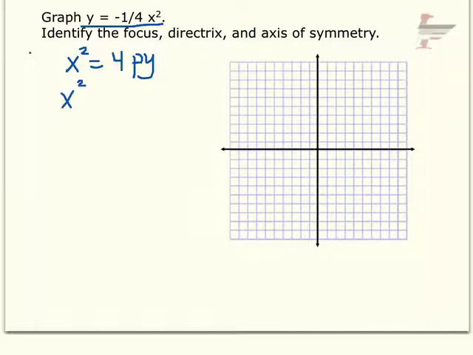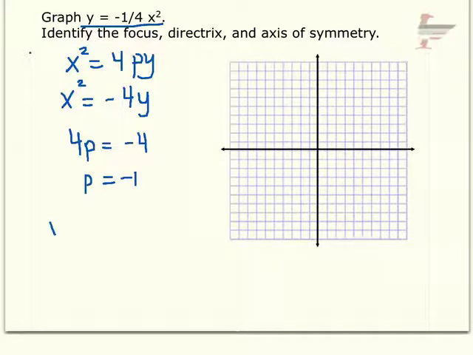I'm going to multiply by -4 on both sides to get rid of the -1/4. So it's going to be -4y. And now my x squares match up, my y's match up. So I know 4p has to equal -4. And it's pretty easy to see, if I solve for p, that p is going to equal -1.